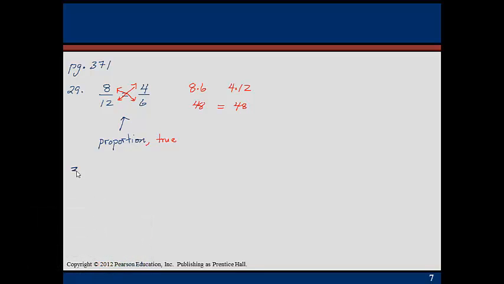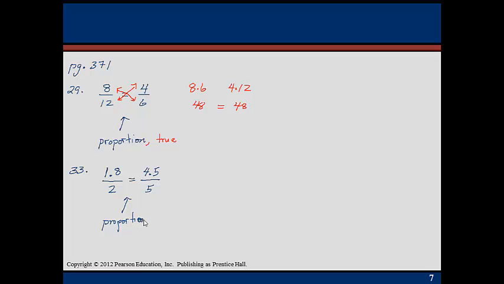Okay, let's look at number 33. Now it says 1 8/10 is to 2 as 4 5/10 is to 5. So 1 8/10, let's write that as a decimal. 1 is the whole number, 8/10 means we're going to have 8 in the tenths place, is to, fraction bar, 2, as, equals, 4 5/10, so the 5 is in the tenths place, is to 5. So this is your proportion.